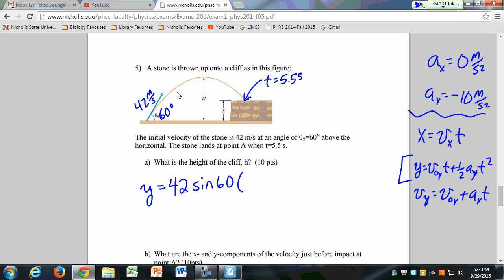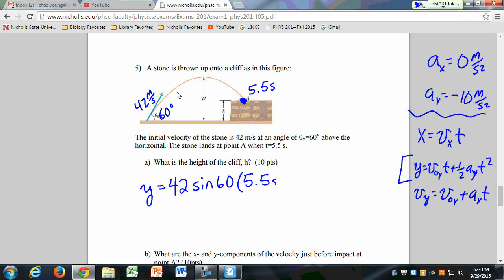Times t. Now what t do I use to find h? I want to know this height. No, not half the time. No, not t top. I want to know the y position right here. Do I know the time right here? It's 5.5 seconds. So that's what I'm going to use.